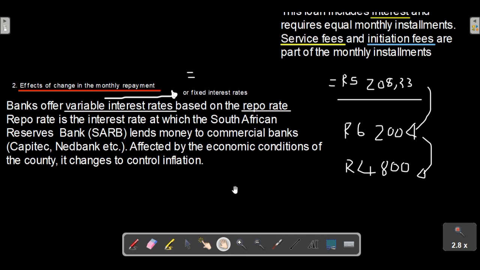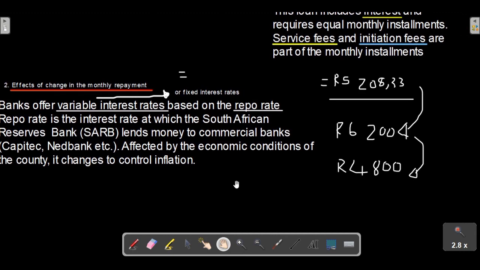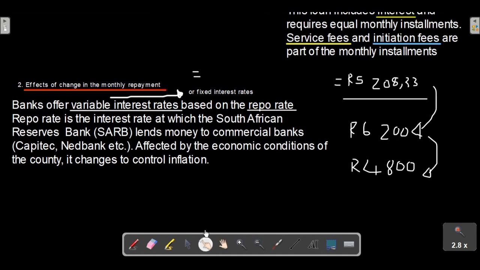Okay, so I get a lot of people asking, why am I paying more money than I'm supposed to as my monthly installment? Well, it's because you have not applied for the fixed interest rate, right? Because the variable interest rate constantly changes, and it is influenced by the repo rate.